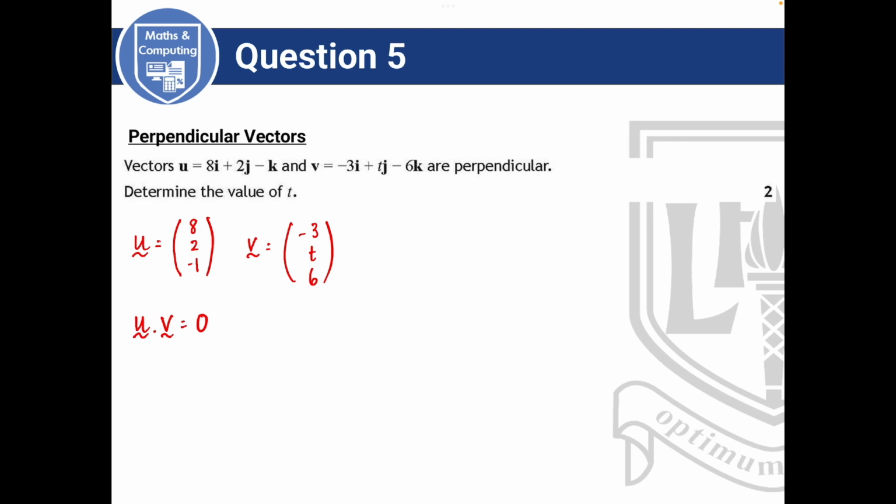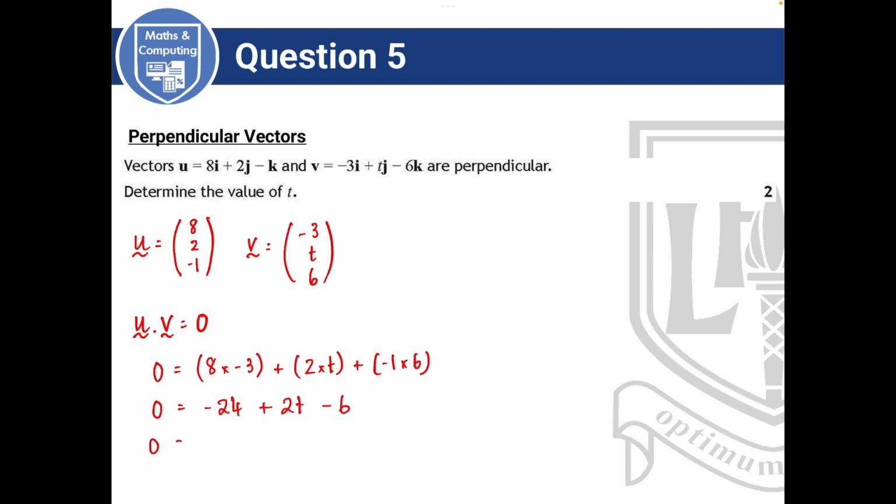We don't have any angles here, and we don't know the magnitudes, so we're going to need to go for the components, our x components, our y components, and our z components. We're going to multiply them together and add them all. So that's going to look like this. We're going to do 8 times minus 3, plus 2 times t, plus minus 1 times 6. Okay, so that's going to give us negative 24 plus 2t minus 6.